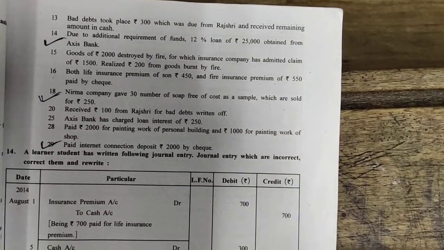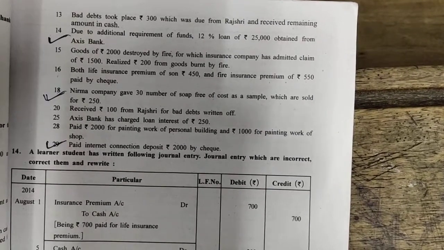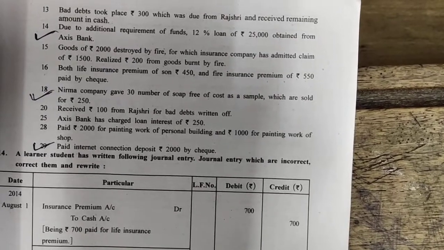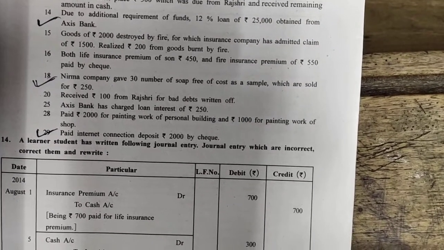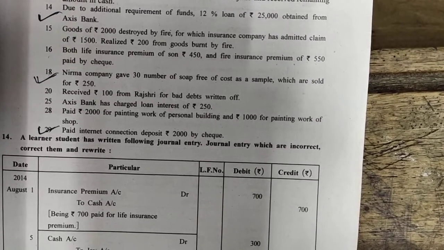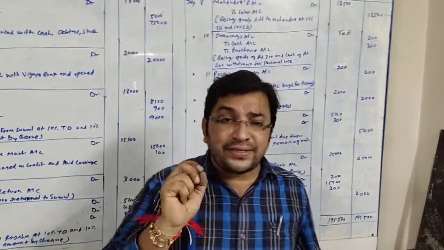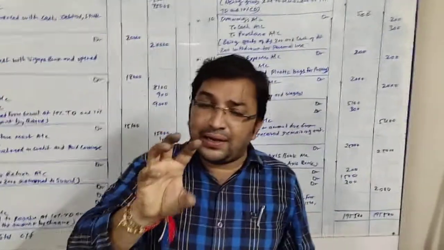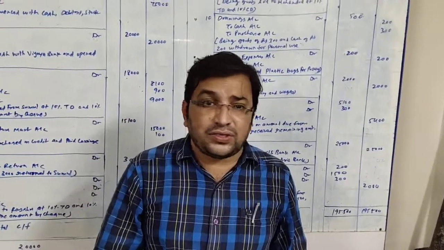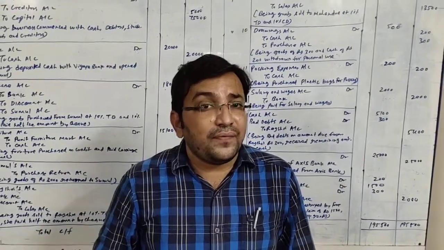Goods of rupees 2,000 destroyed by fire, for which insurance company admitted a claim of 1,500, realized rupees 200 from sale of burnt goods. My friends, what happened here? Total goods of 2,000 is destroyed by fire. Out of that, 1,500 insurance company accepted the claim. Remaining 500 is a loss. But what else here? 200 could be realized by selling the burnt goods.